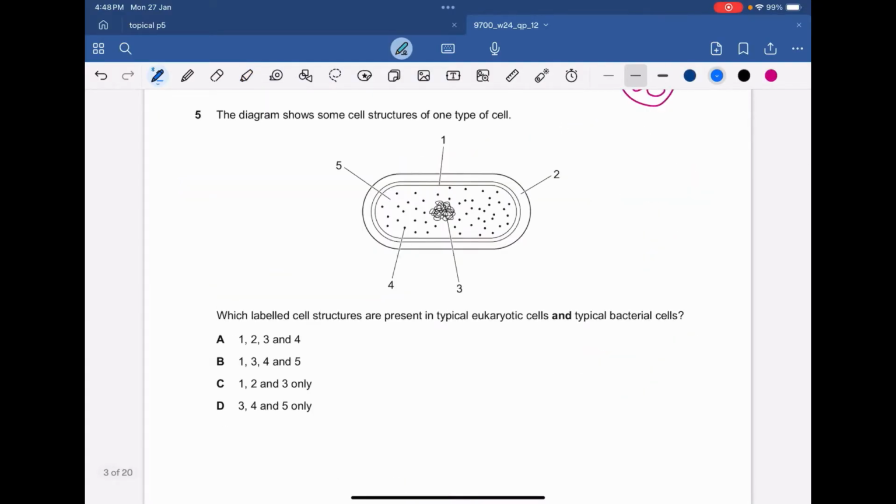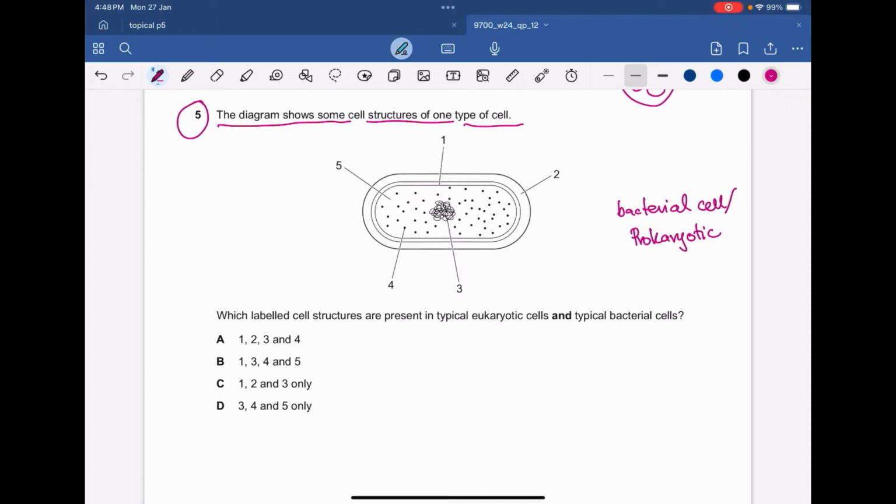Now let's move on to question number 5. Question number 5 says that the diagram shows some cell structures of one type of cell. As per the structure given, we can clearly identify that it is a bacterial cell, or we can say that it is a prokaryotic cell.